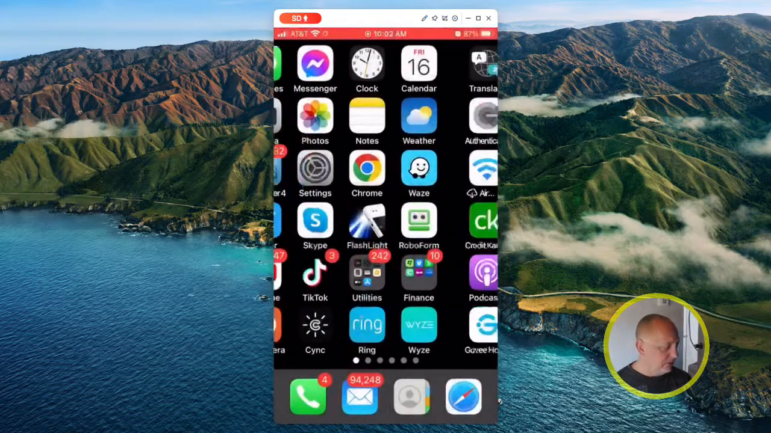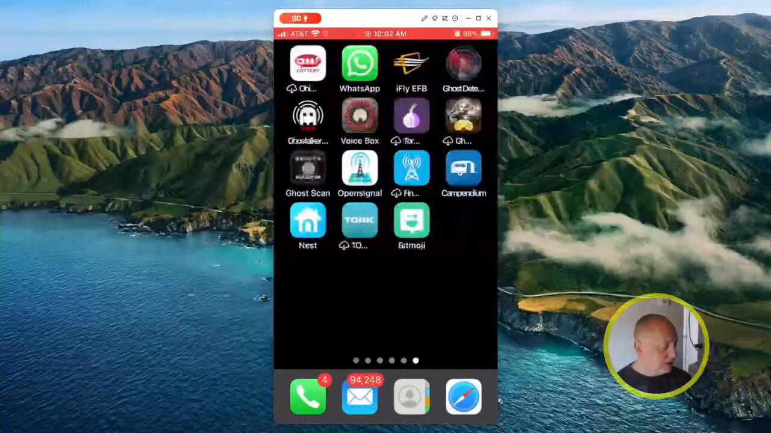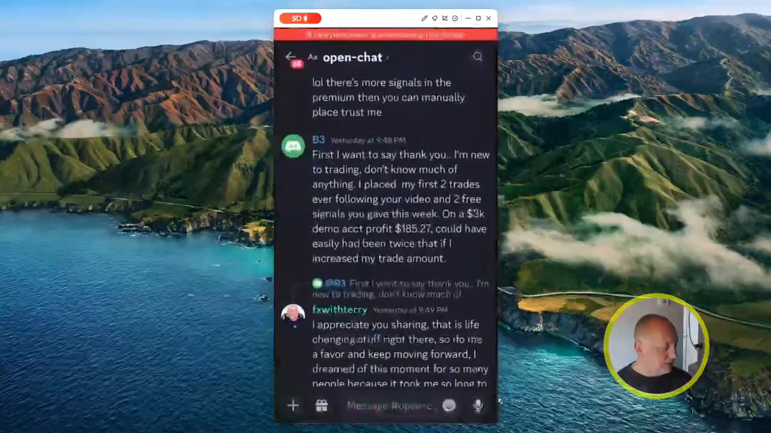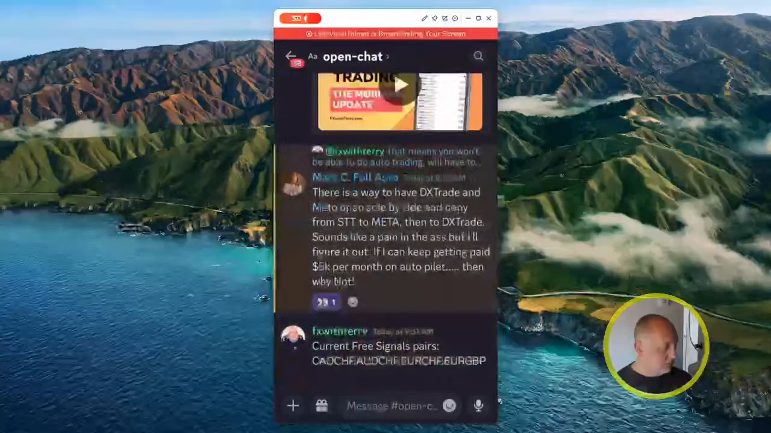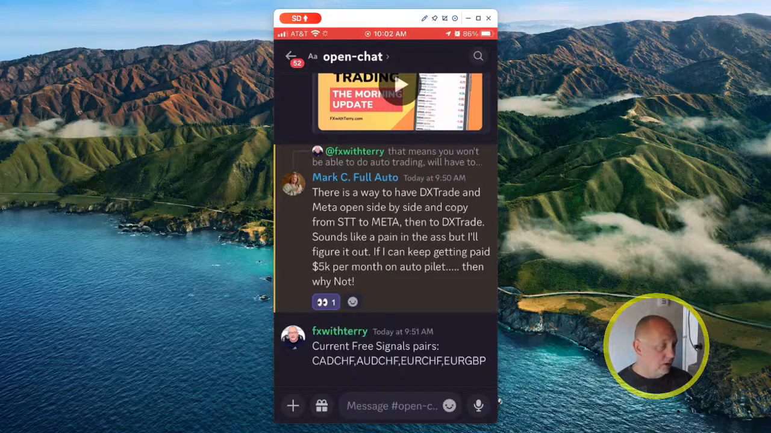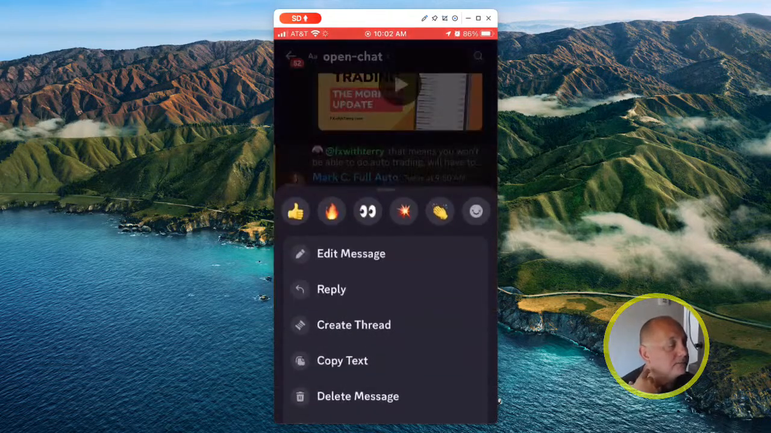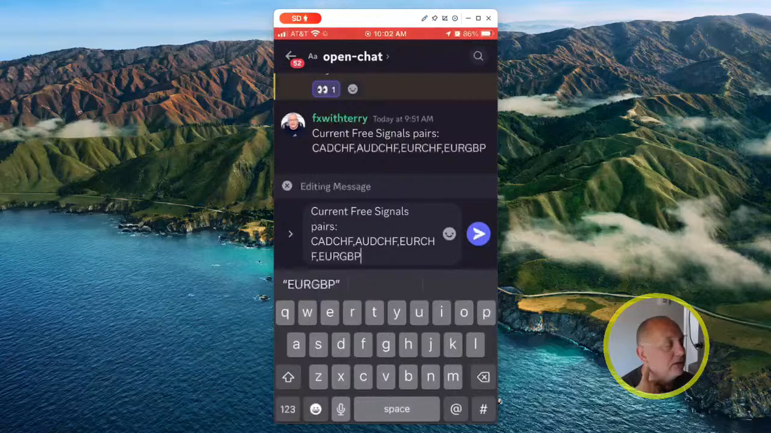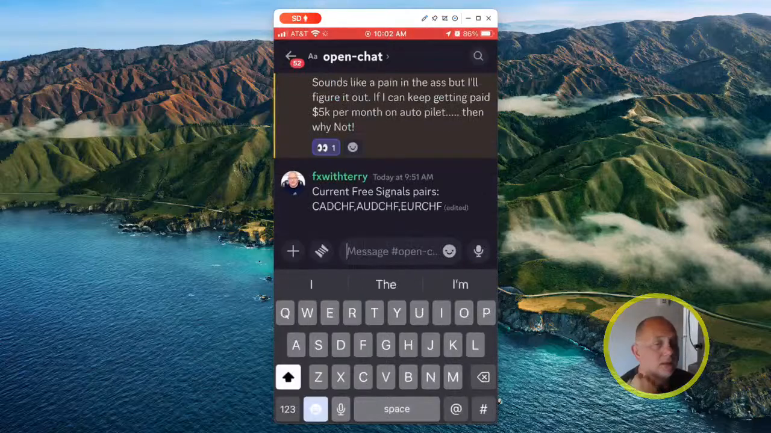I actually just posted this, and then we'll get into the account. So I posted this in the Discord group. I said current free signal pairs: CAD Chief, AUD Chief, Euro Chief, and Euro GBP. Although I'm wrong on that, and I probably should edit that because I am not currently trading Euro GBP. So let's get rid of that.